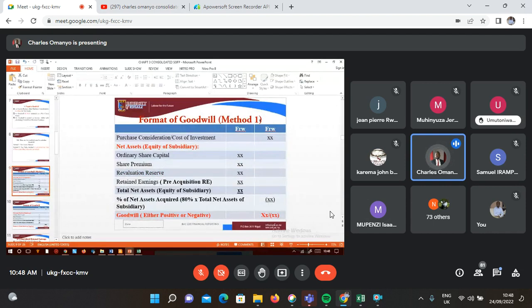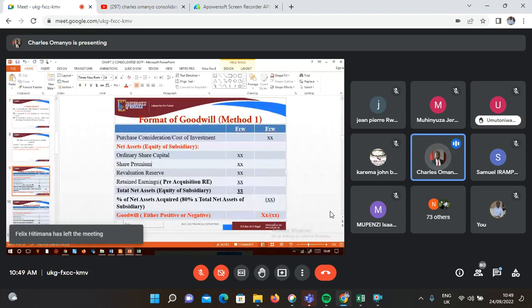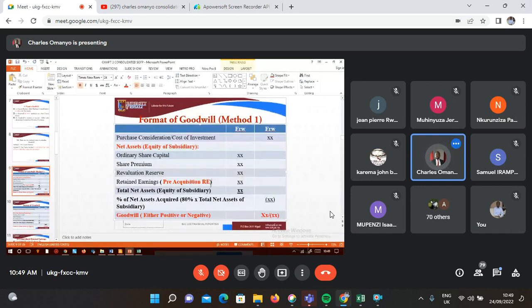Now I'm starting with method one. Method one is which method? The net assets method. In method one, you list your purchase consideration or cost of investment, XX. And then you list the equity of the subsidiary: ordinary share capital, share premium, revaluation reserve, retained earnings. But which retained earnings do you use? You use the retained earnings at the day you acquired the company, because goodwill is calculated at the date of acquisition. So the retained earnings you use is the pre-acquisition retained earnings.